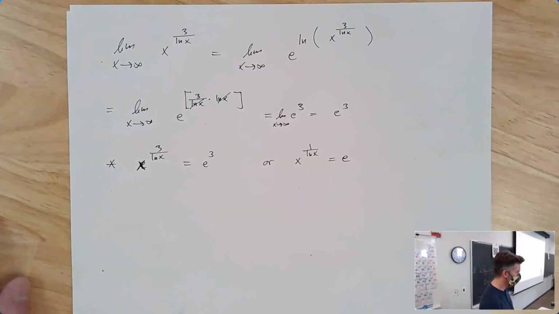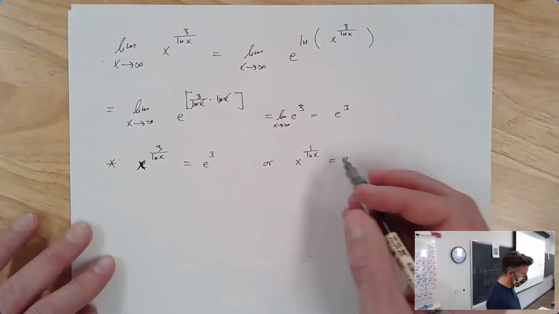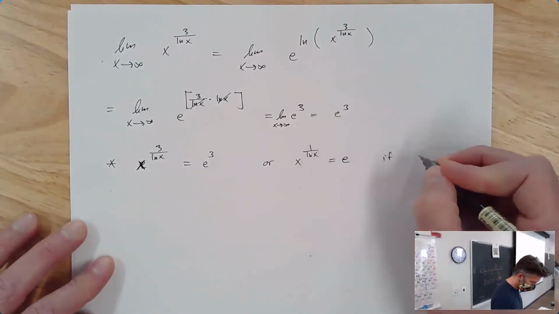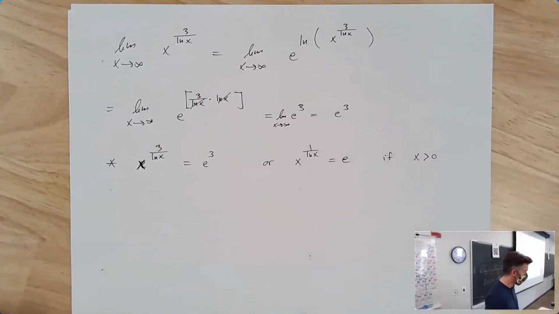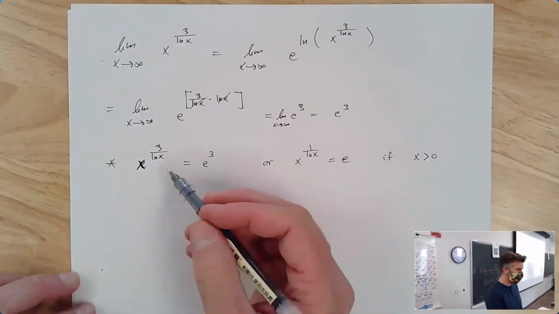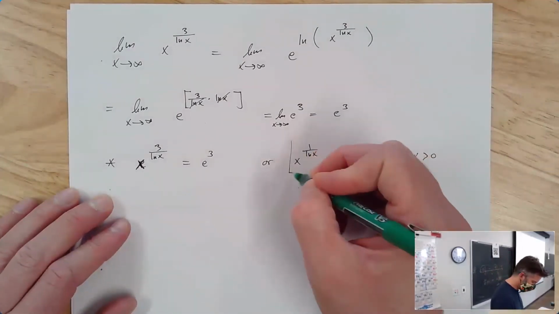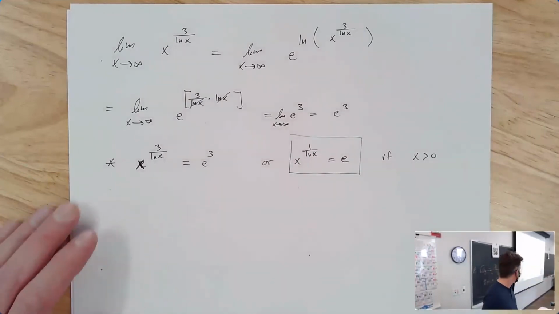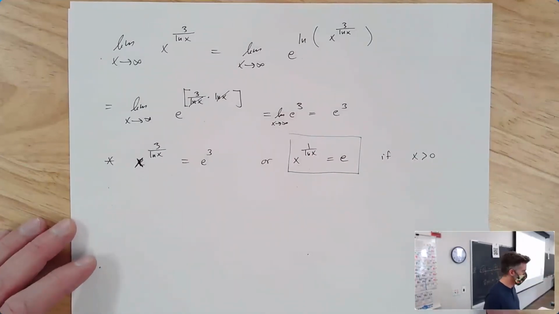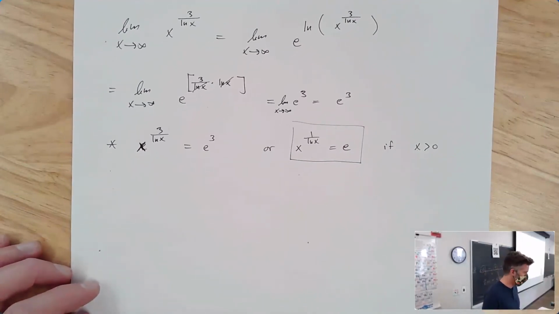Kind of funky. If you graph this, it's equal to e if x is greater than 0, right? Because you can't take the natural log of a negative number. So kind of a bizarre example. It's kind of weird to think about that this is true, but it's not important. It is true. It's kind of interesting, but it's not that important.